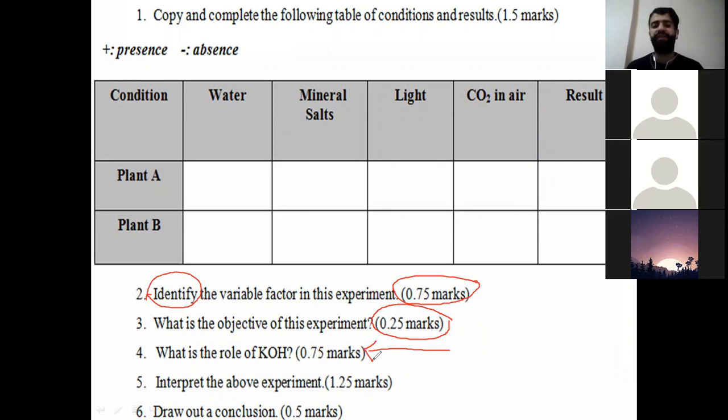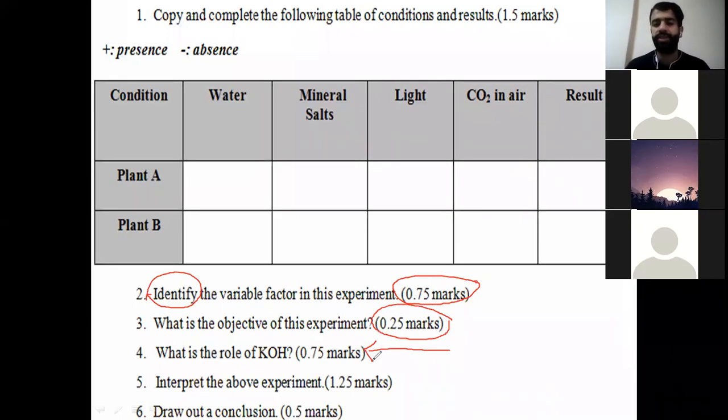What is the role of KOH? Some of you told me KOH is used to give oxygen and to give life to the plant. From where did you get this? Some of you searched it on Google, and they wrote something related to chemistry. So KOH is used to absorb CO2. This is the role of KOH.